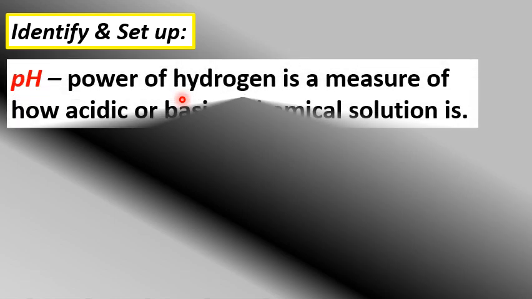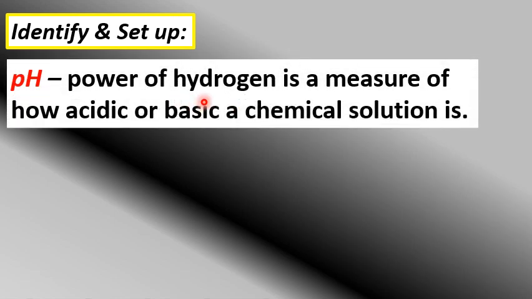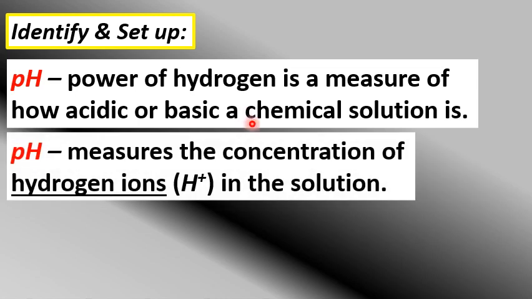Just to refresh our key concepts in this topic, pH, or the power or potential of hydrogen, is a measure of acidity and basicity, also known as alkalinity, of a chemical solution. pH measures how concentrated a solution is in terms of the number of moles per liter of the positive hydrogen ions present in the solution.